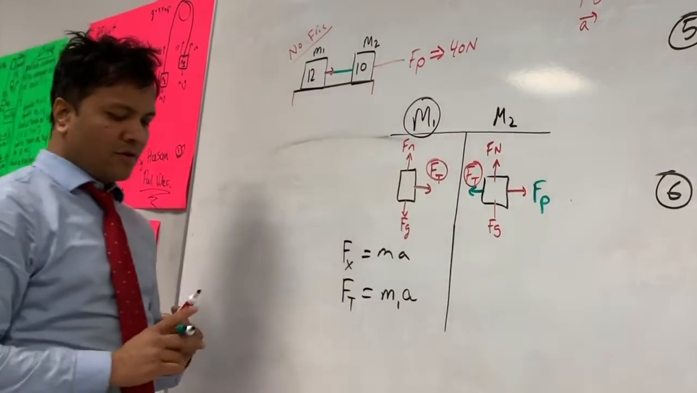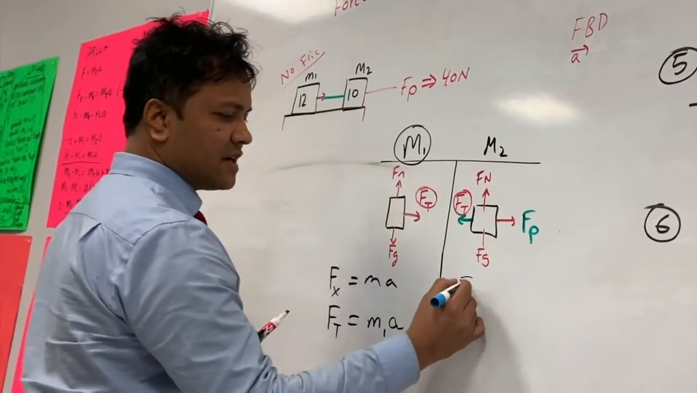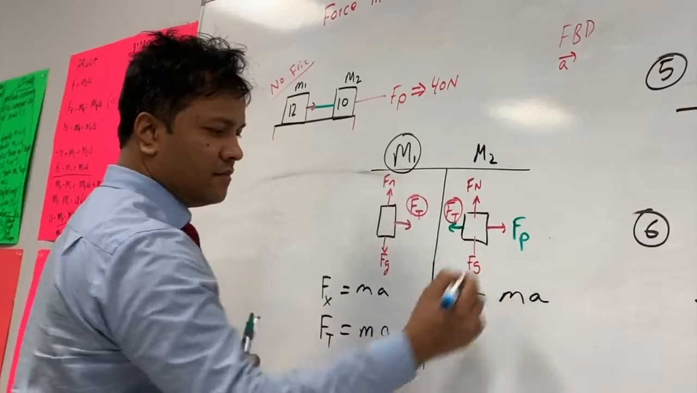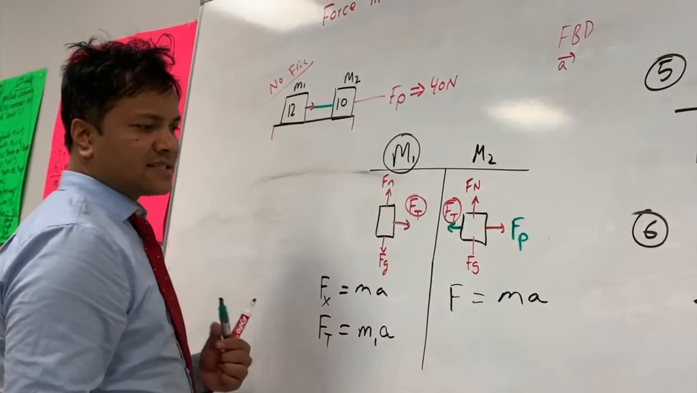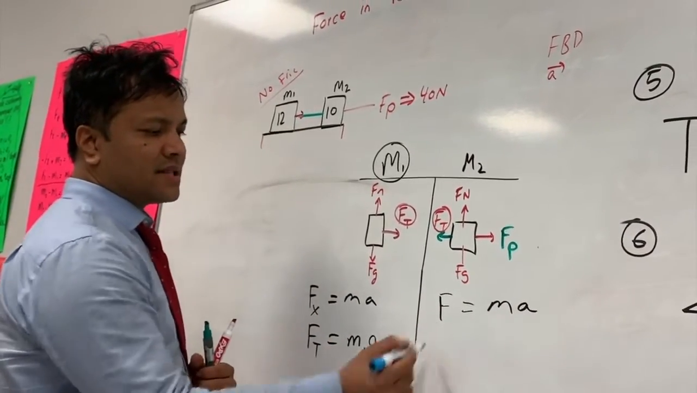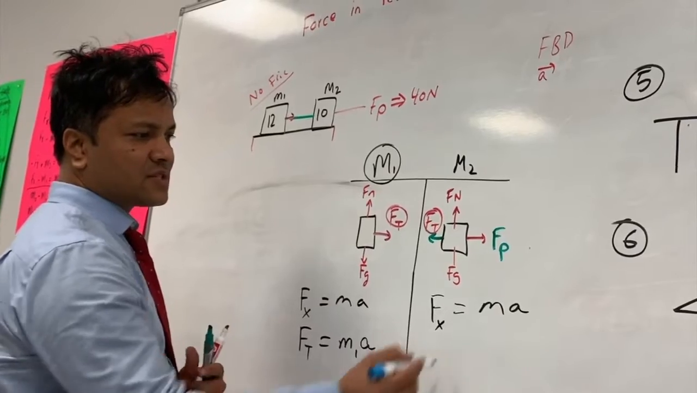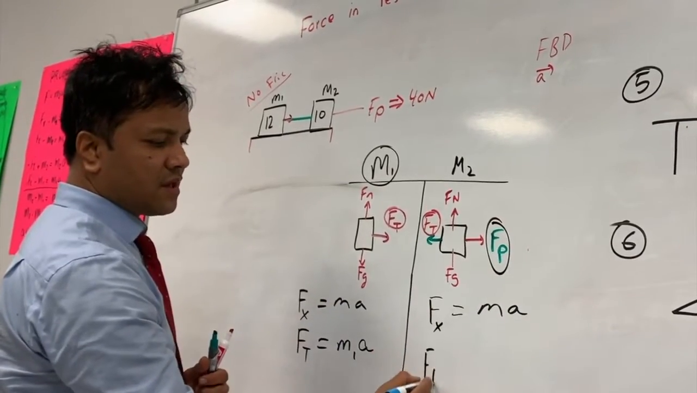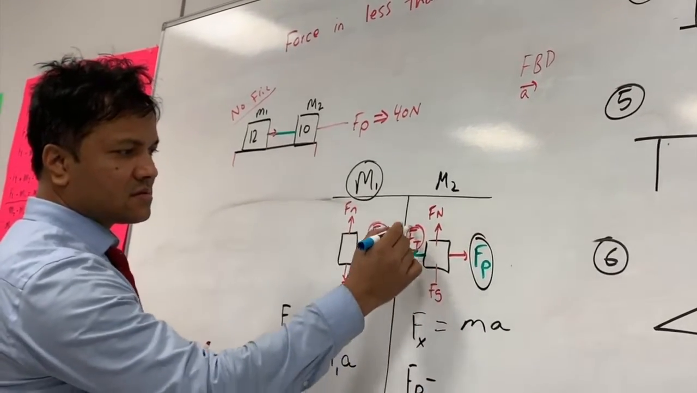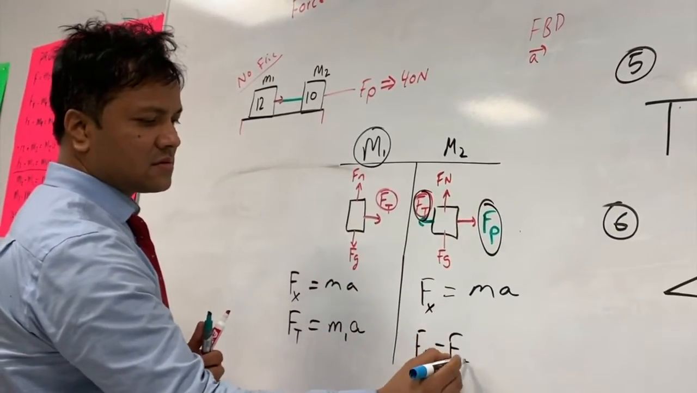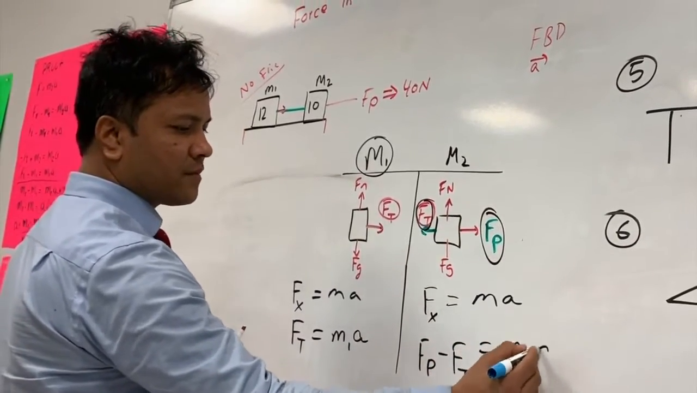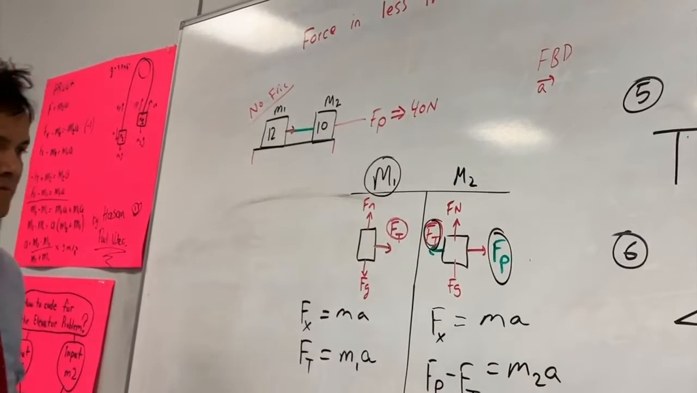Okay, so Newton's second law in the x direction, F equal to ma. In the x direction, how many forces are acting on it? 2. Fp minus Ft is equal to m2a. Okay, so I have 2 equations.